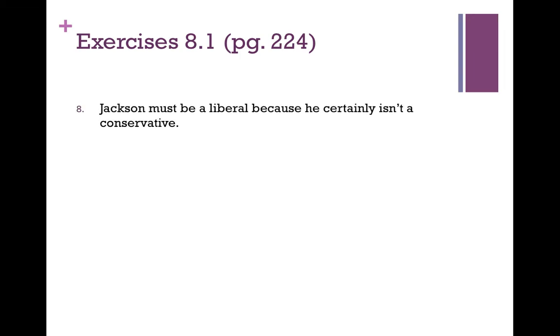Jackson must be a liberal because he certainly isn't a conservative. Now, this was an interesting one because you had an implied premise. The way I took the implied premise to be is Jackson is either a liberal or he's a conservative. So P represents Jackson is a liberal. Q represents Jackson is a conservative. Not Q, he's not a conservative. Therefore, he's a liberal. And this is a valid argument.